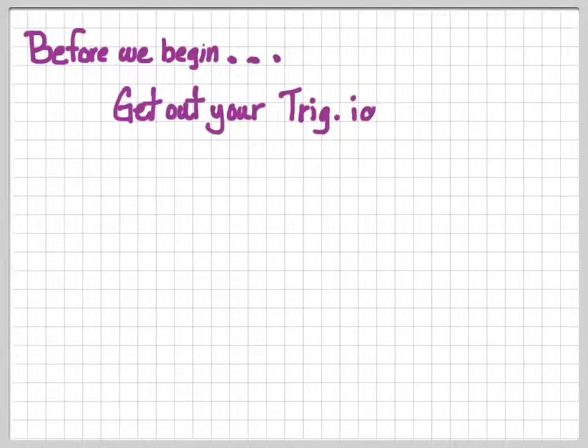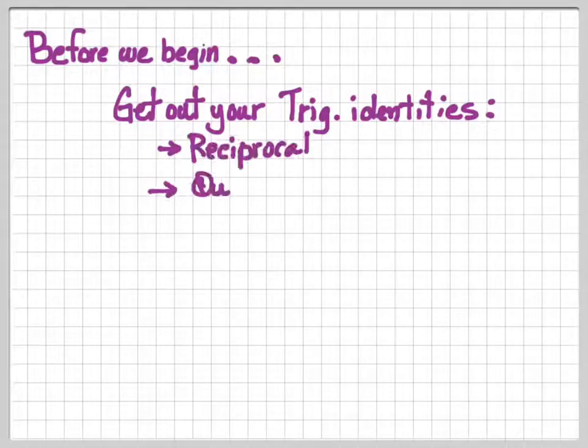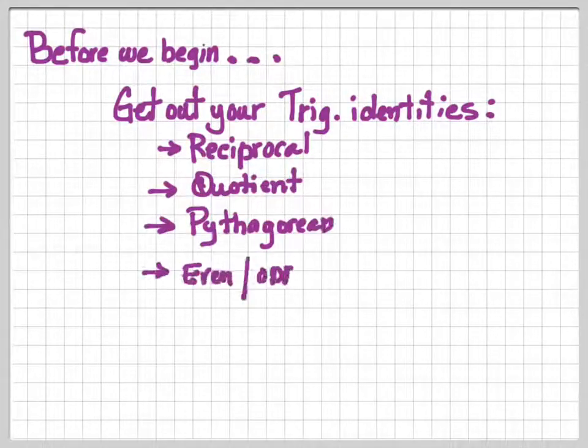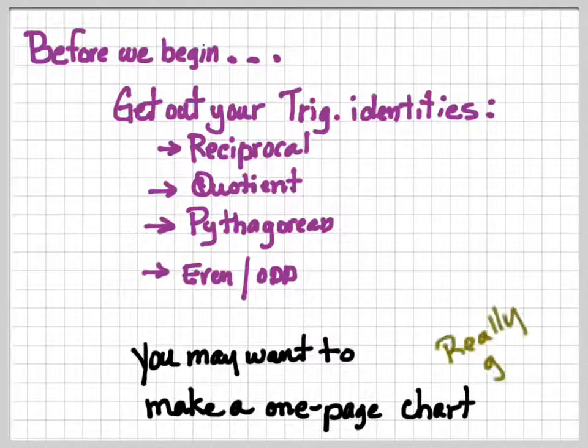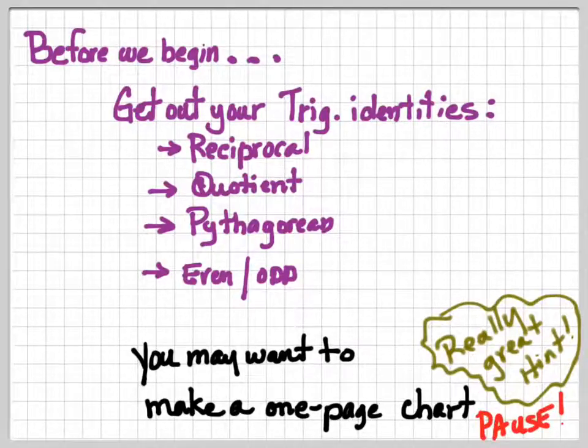Okay, before we begin, you have to get some things together. Get out your trig identities for reciprocal functions, quotient identities, Pythagorean identities, and odd and even functions. You may want to make a one-page chart of these things, and that's a big hint that I'm suggesting. It's really a great hint. So if that's the case, pause this and go get those things, get them organized and bring them back. It's going to be a big help.